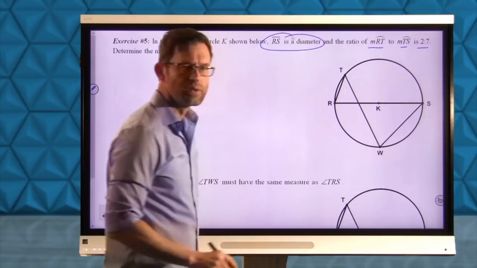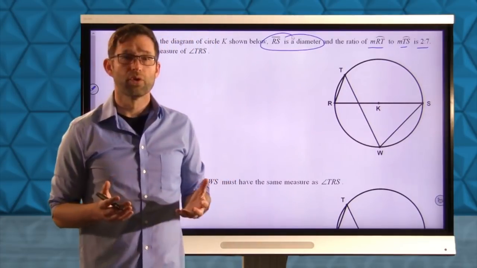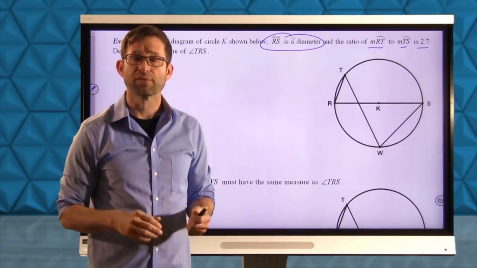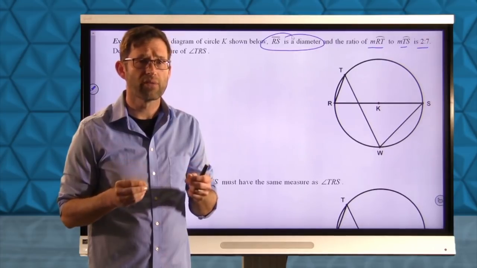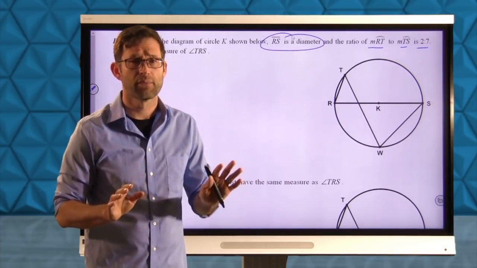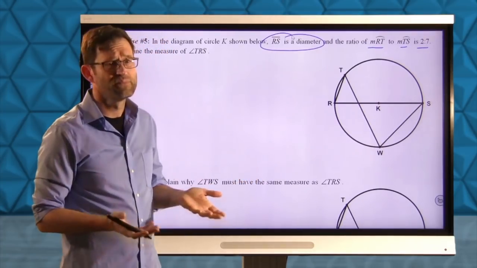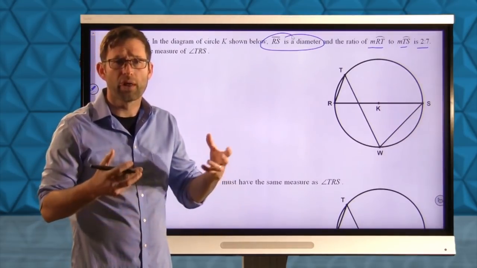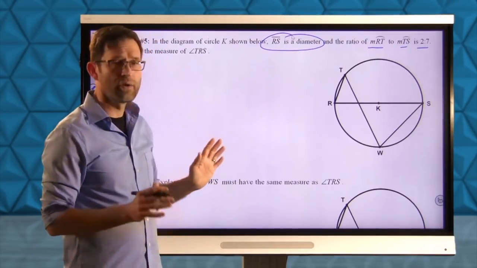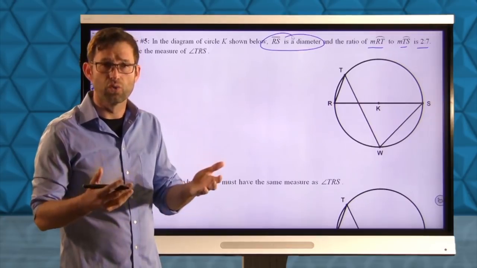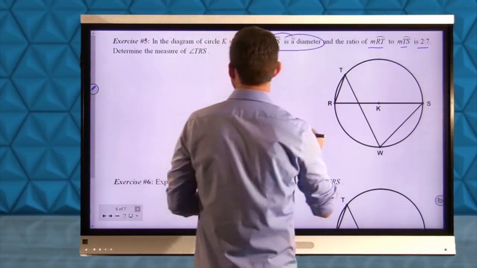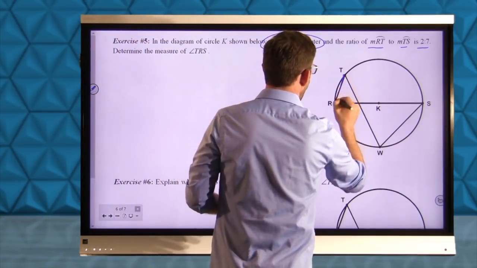All right. So, what I always like to make sure I'm doing, especially in circle geometry problems where the diagrams can be quite confusing, this one's not too bad, we're going to get to some that are horrible, well, maybe not horrible, but they're pretty complicated, is I want to make sure I understand which angle I'm trying to calculate. I want to know the measure of angle TRS.